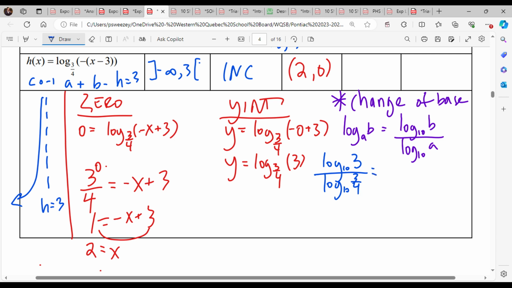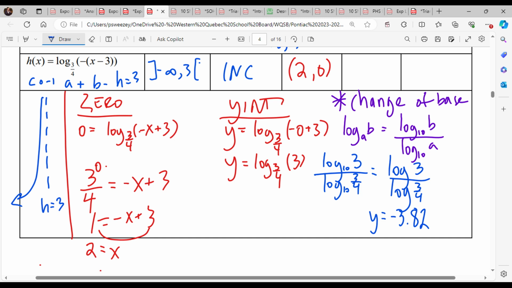How would you write that in your calculator? Literally just go log 3 divided by log 3 over 4. You'll notice now the answer it spits out is something really ugly like y is equal to negative 3.82. So that is your get out of jail free card no matter what.